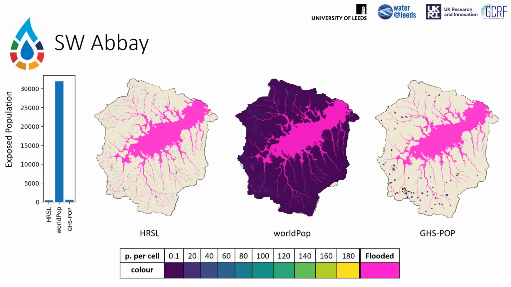And this really comes down to the method that WorldPop used for spreading population over a large area. So you can see Facebook's high-resolution settlement layer and the global human settlement population dataset. These two datasets identify settlements, and the settlements they've identified are outside the floodplain. WorldPop's method of spreading population over a large area is incorrectly predicting a lot of flood exposure within the floodplain.